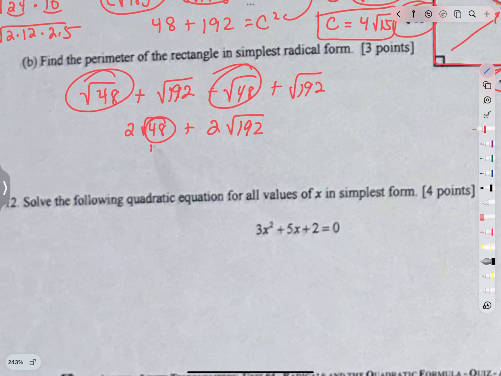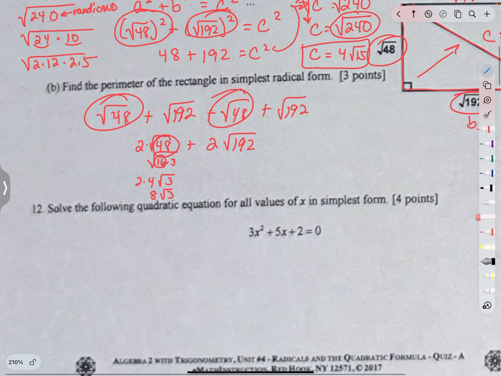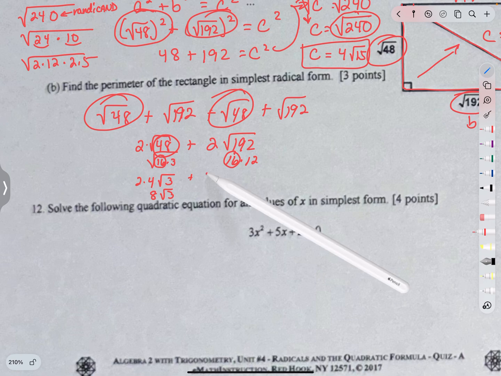All right, let's see if I can go big this time. 48 is 16 times 3, so I can square root the 16. I already got a 2 out here, so it goes 2 times square root of 16 is 4. 3 stays in, so that is 8 root 3. 192, let's see here. Wonder if 16 goes into that. 16 does. 16 times 12. So I can take the square root of 16. I've already got a 2 outside. And so I can get it to 8 root 12 pretty quick.